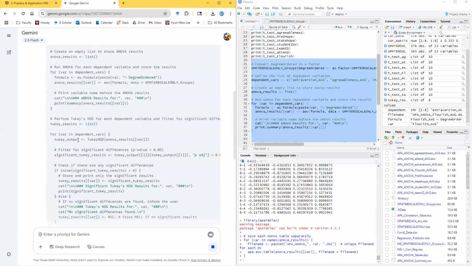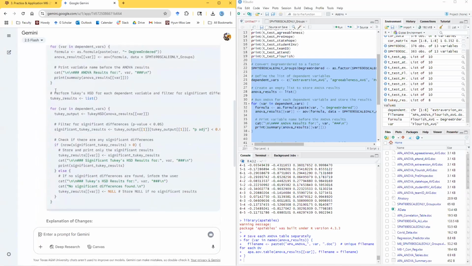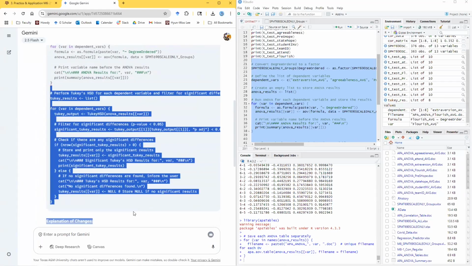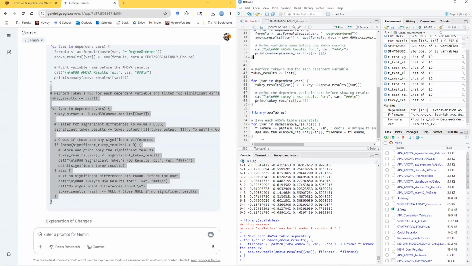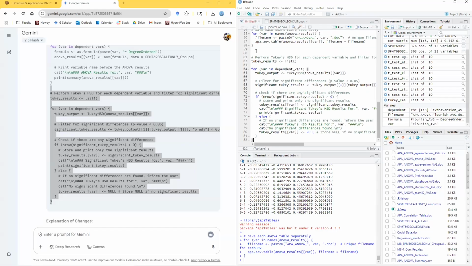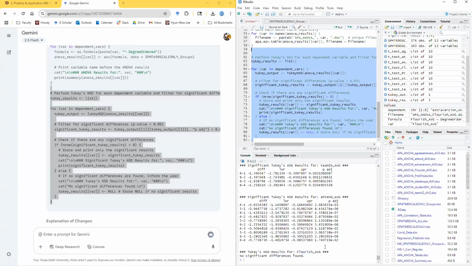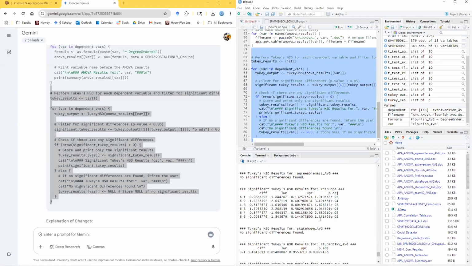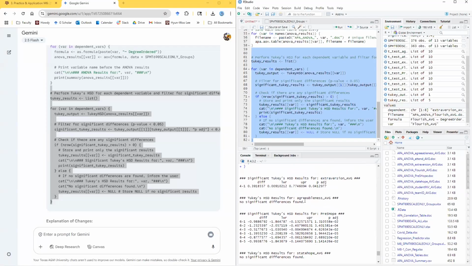So AI created this Tukey test performance. Let me copy and paste this to see if it works. So let's see what we have here. All right, this is what AI gave me. So I'll try to run it. And it's only showing the significant differences, right?